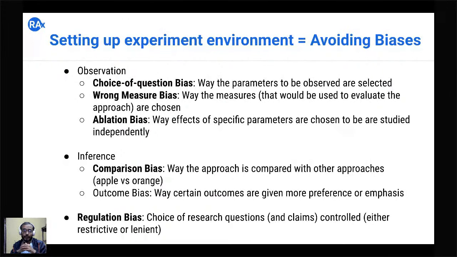And the third kind of bias is going to be the ablation bias. And what is ablation bias? A lot of times when we are trying to do experiments for evaluation purposes, we fix one specific parameter and we try to figure out the effect of this parameter only on the ultimate result.